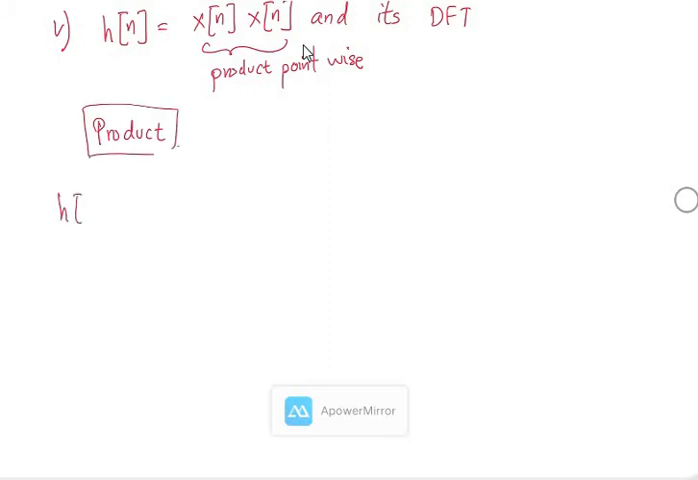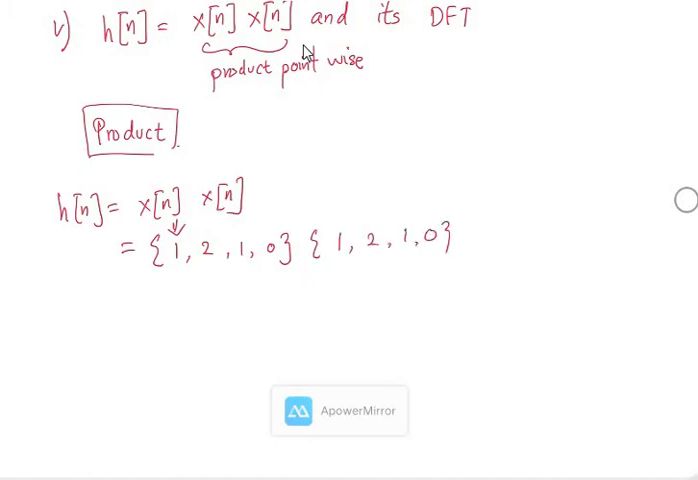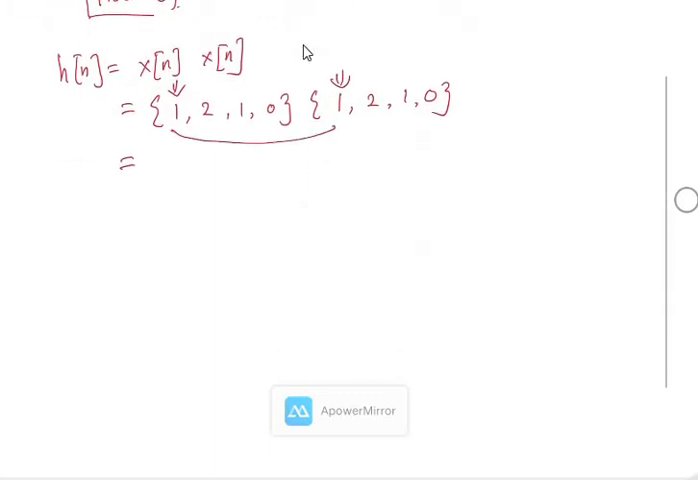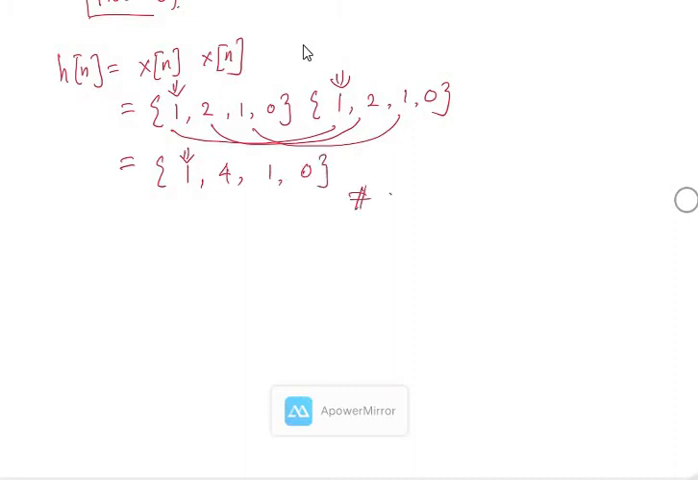So h[n] is equal to x[n] times x[n]. For x[n] you have 1, 2, 1, 0, and then you take the product with the same 1, 2, 1, 0. So 1 times 1 you get 1, 2 times 2 you get 4, 1 times 1 you get 1, 0 times 0 you get 0. So this is the product pointwise.